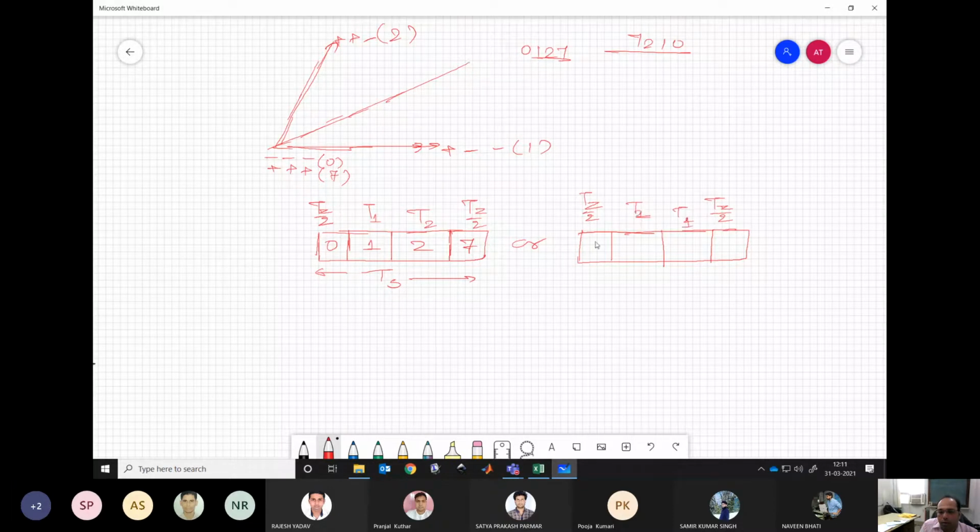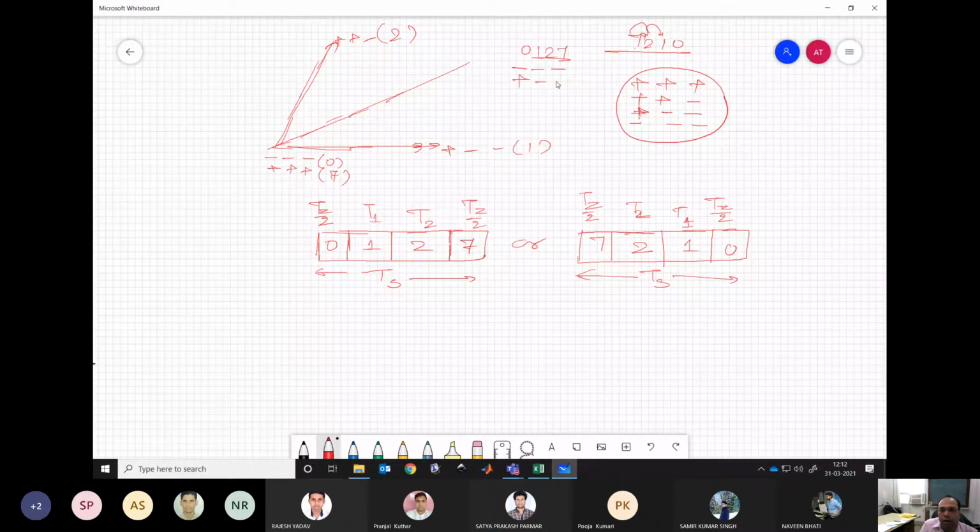So first we apply 7, then 2, then 1, then 0. What we are keeping in mind is that whenever we are going from one vector to another vector, there is only one switching happening at any instant. We are not violating that. Only one switching at one instant. So here also: minus minus minus, then plus minus minus, plus plus minus, plus plus plus. This is what we do.